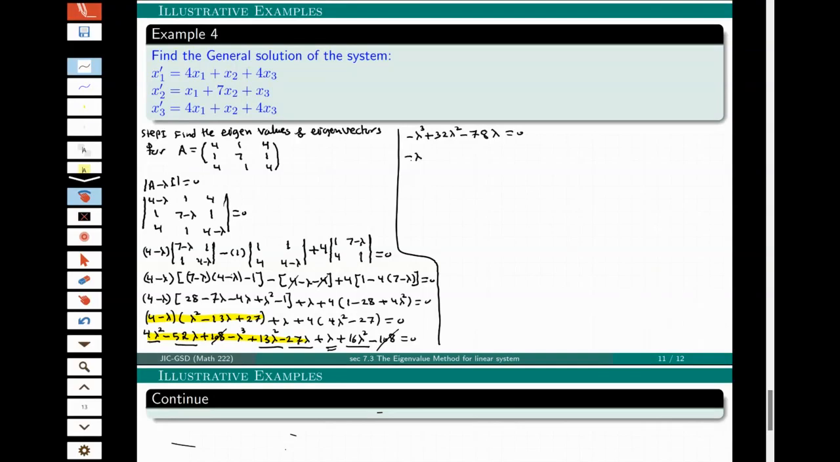So if I take minus lambda common factor, I will get lambda squared minus 32 lambda, and that will be plus 78 equal to 0. Okay. Now that will be either lambda is 0, or we have lambda squared minus 33 lambda plus 78 equal to 0.